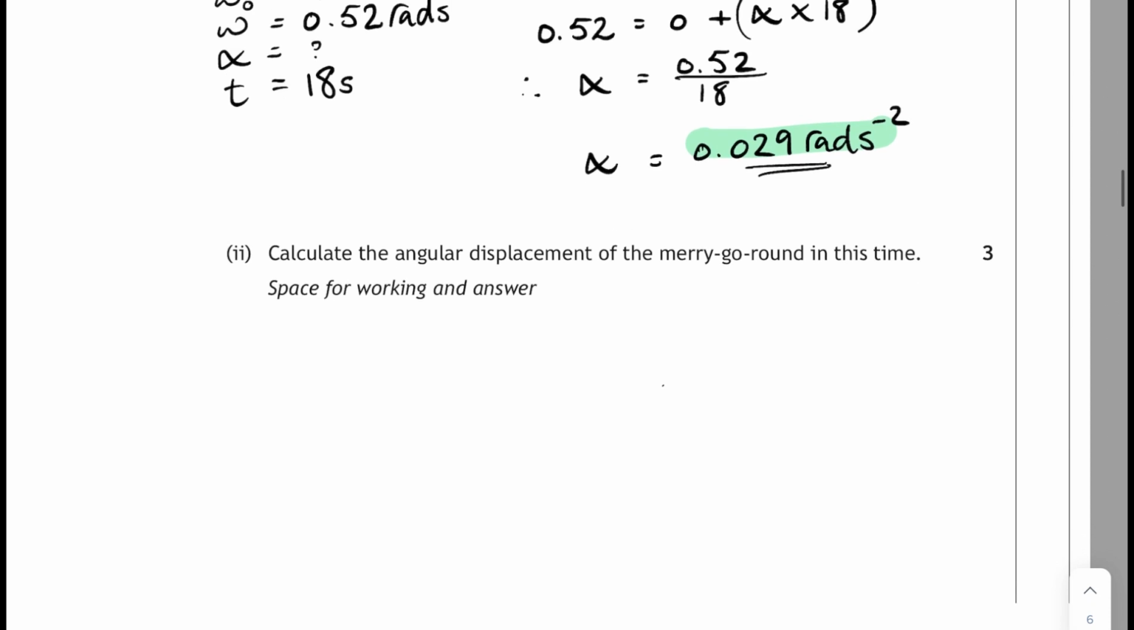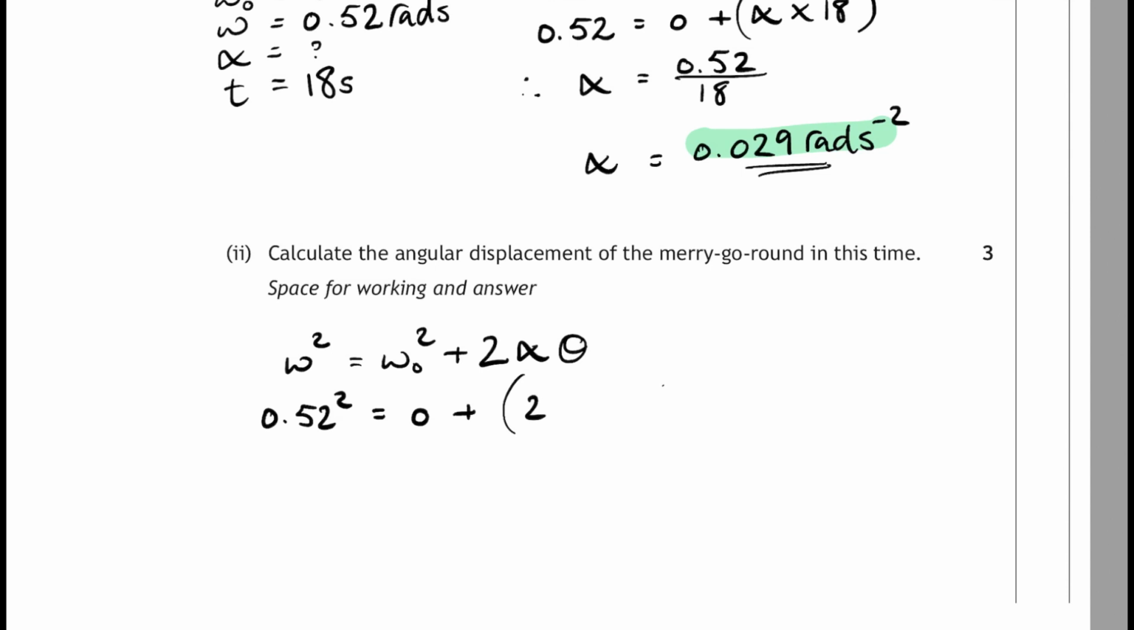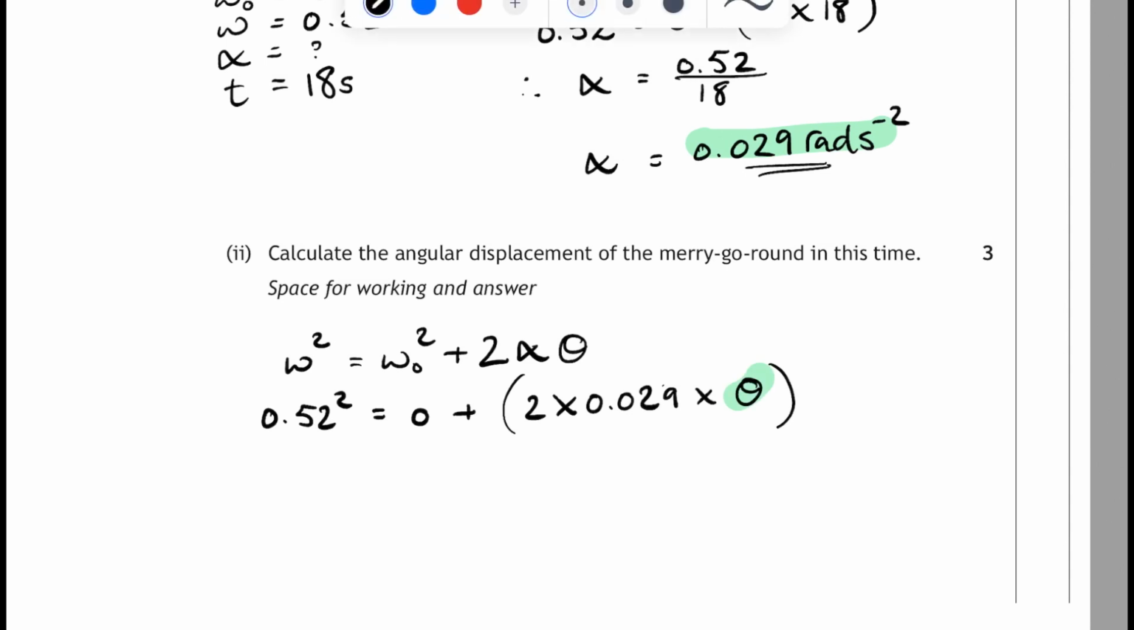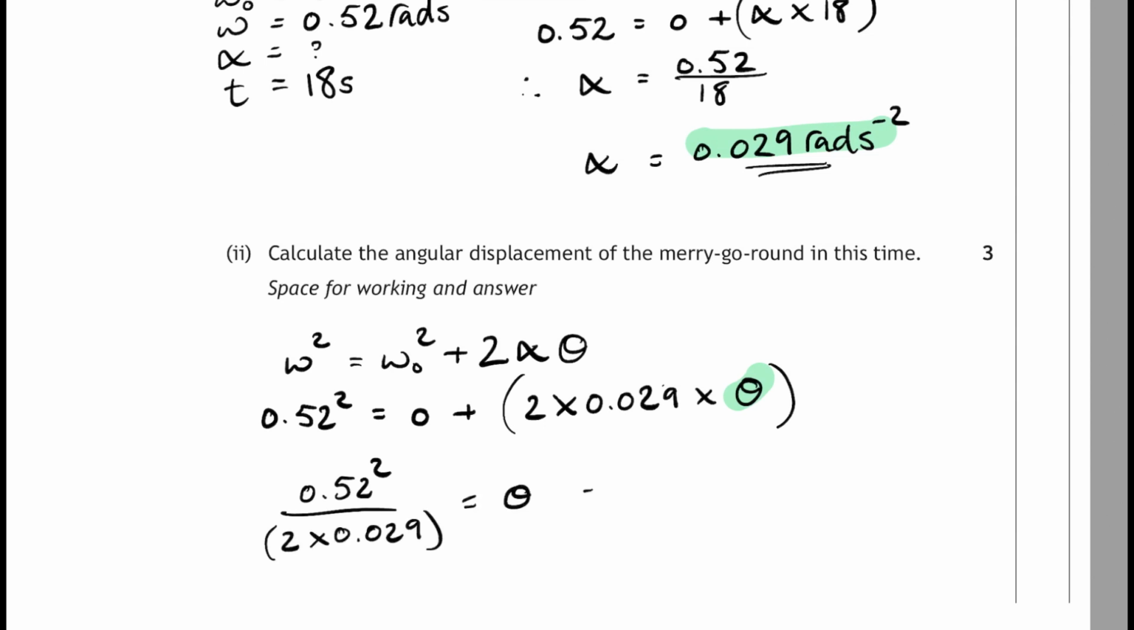Part 2 then, calculate the angular displacement of the merry-go-round in this time. So we're looking for one of the angular equations of motion that's got theta in it. So let's use this one, and we'll sub in everything we know. The final angular velocity is 0.52, the initial angular velocity is 0, and the angular acceleration is 0.029. And then we're going to rearrange this and find theta. So 0.52 squared divided by 2 times 0.029 will be equal to theta, and if you do that on your calculator, you'll get an answer of 4.7 radians.